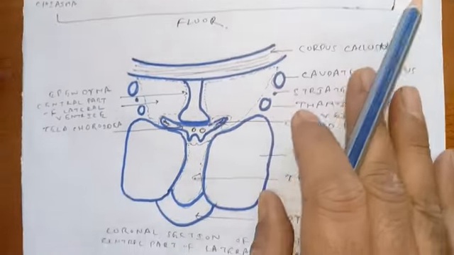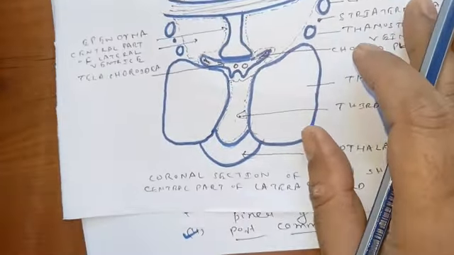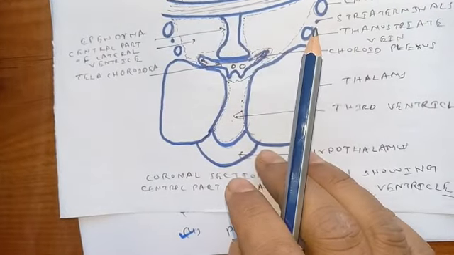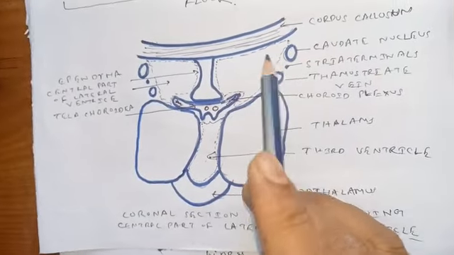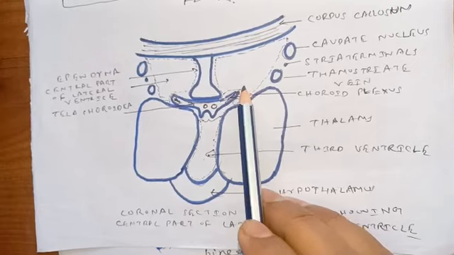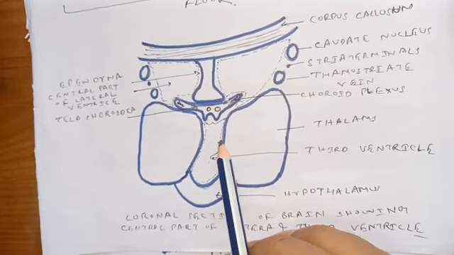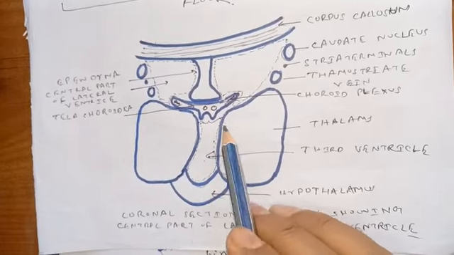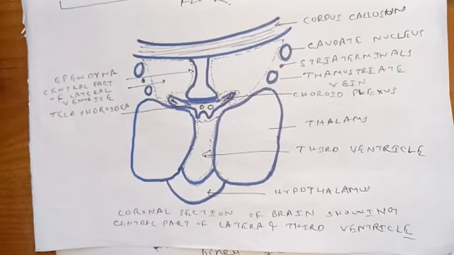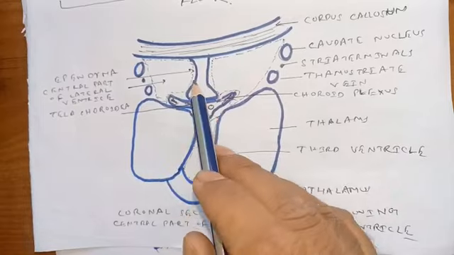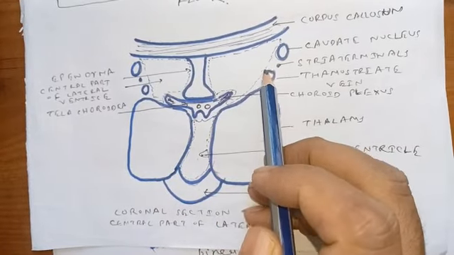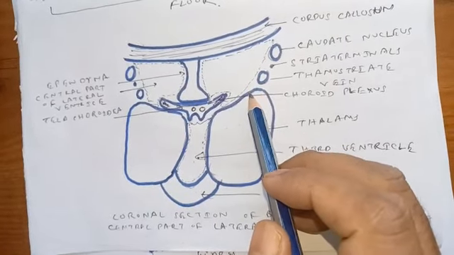Now, how is the roof formed? We have taken the coronal section of the brain showing the roof of the third ventricle. This is the corpus callosum, this is the central part of the lateral ventricle, and these are the thalami. In between the two thalami, the third ventricle is situated. This is the hypothalamus. It is the coronal section of the brain showing the central part of the lateral and the third ventricle. This is the caudate nucleus, the stria terminalis, and thalamostriate vein.